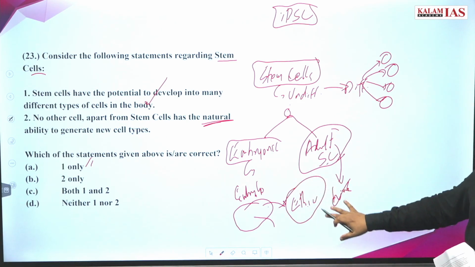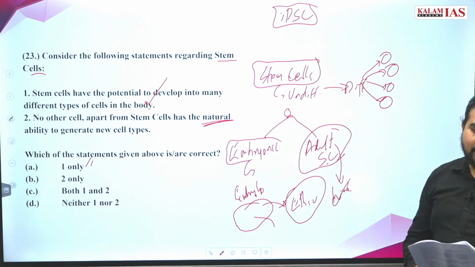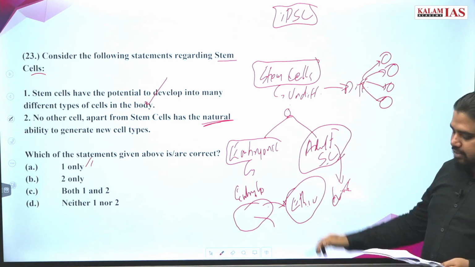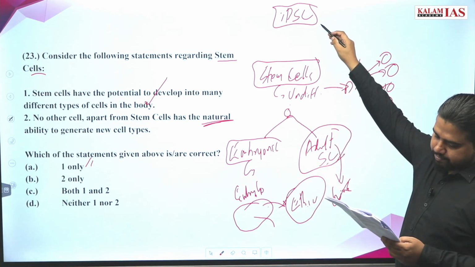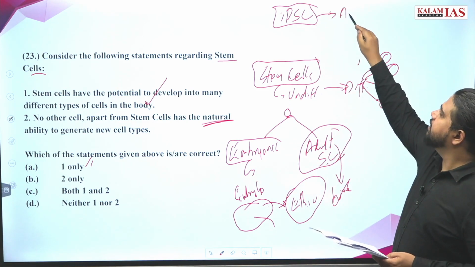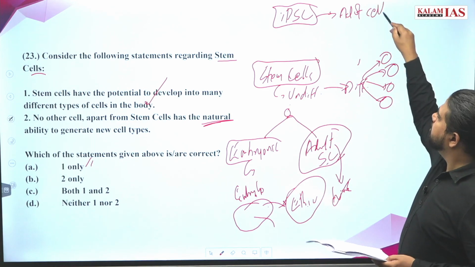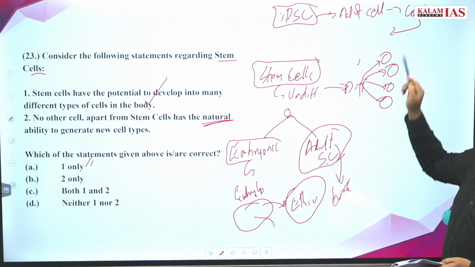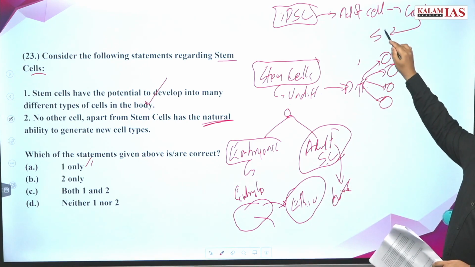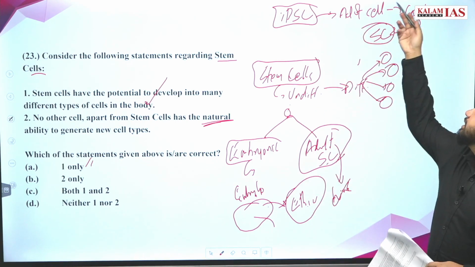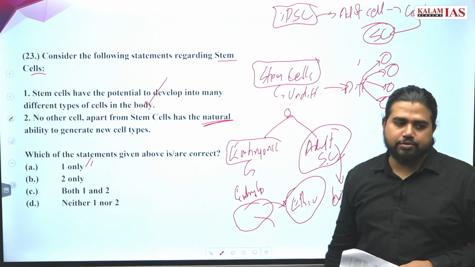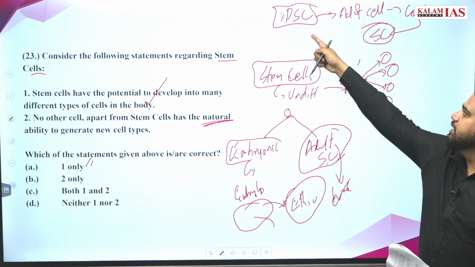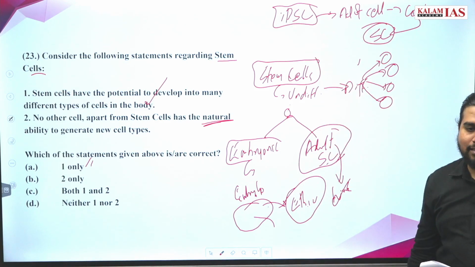Now to solve this problem, we came up with IPSC. What is this? Induced pluripotent stem cells. What this does is, we take an adult cell, then do some genetic engineering on it. So this adult cell will transform into a stem cell. This adult cell can be any other type of cell also. To overcome these ethical issues, we came up with induced pluripotent stem cells.